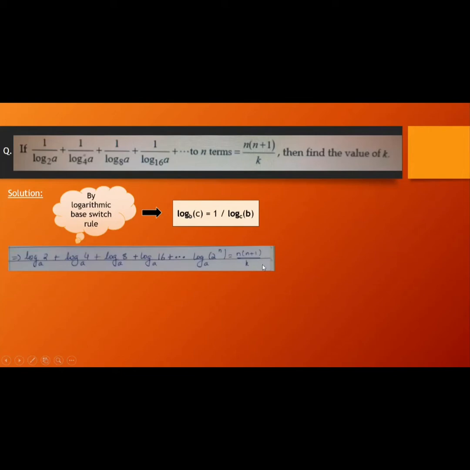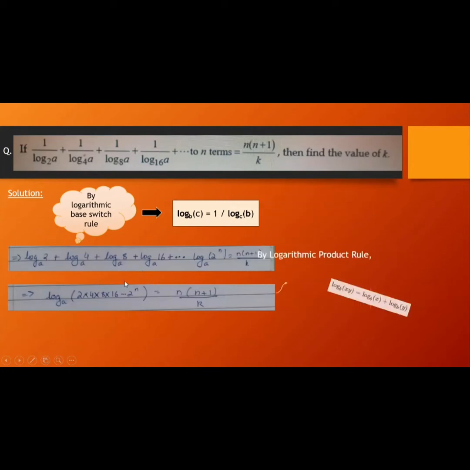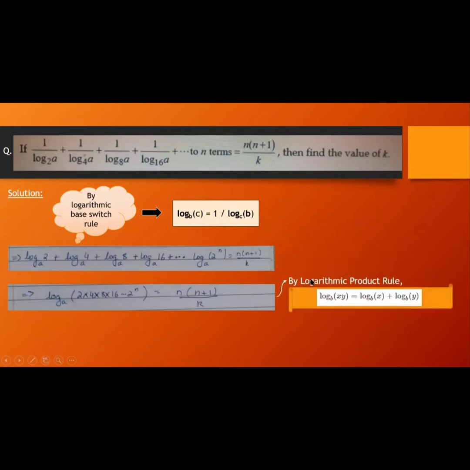Okay, so let's move on. Now, since all the bases are the same, which is a, we can multiply all these arguments 2, 4, 8. How? By the logarithmic product rule, which is shown here. By that, we can multiply each of these arguments given right here. So let's move on to the next step.